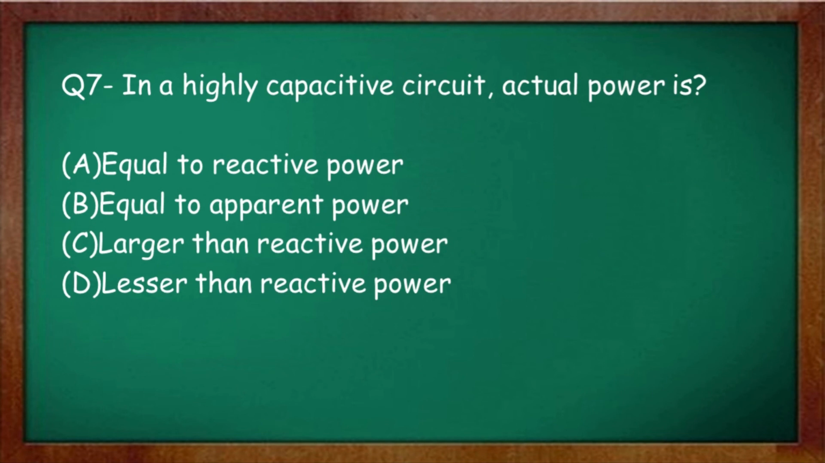Question 7. In a highly capacitive circuit, actual power is option A equal to reactive power, option B equal to apparent power, option C larger than reactive power, or option D lesser than reactive power. The right option is option D, lesser than reactive power. In a purely or highly capacitive circuit, actual power is always less than reactive power.